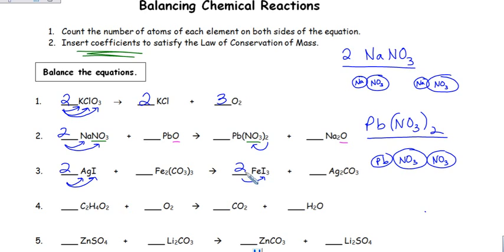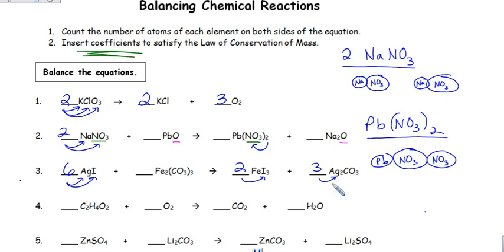Now, could I get 6 iodine? Sure. I mean, now I'm going to have to just put in a 6. Well, let's see if we can do this. 6. Okay, now, that gives me 6 silver. So I'm going to have to go back and rebalance the silver. 3 times 2 is 6. And again, that's why they call it balancing. I thought I had it, but then when I balanced another element, the iodine, I screwed up the silver. So we go back and forth.